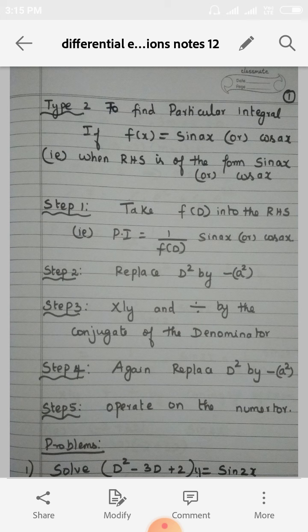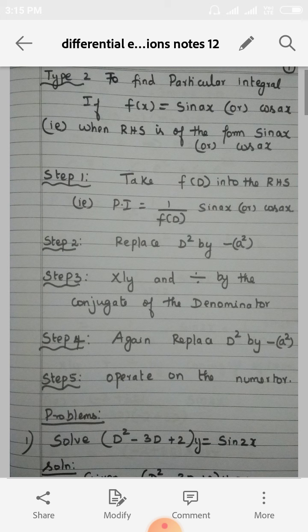Dear students, today we are going to see the second type, type 2, to find the particular integral. How can we find the particular integral? See, type 2: if f of x is equal to sine ax or cos ax, that is a particular function. The right hand side is of the form sine ax or cos ax, means how can we find the particular integral? Step 1, let us take f of D into the right hand side, that is, particular integral is equal to 1 by f of D sine ax or cos ax.